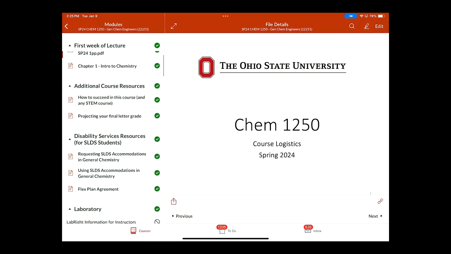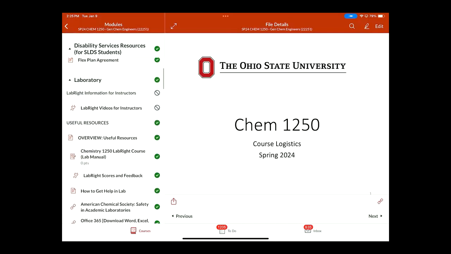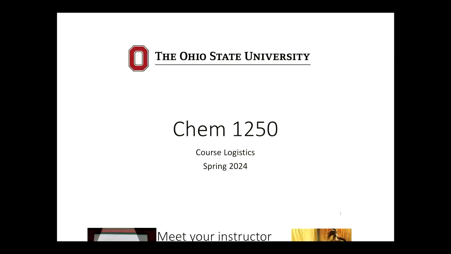What you see is everything is organized by modules here. We have an SLDS module, and then lab has its own module too. Okay, so let's go through these logistics slides.